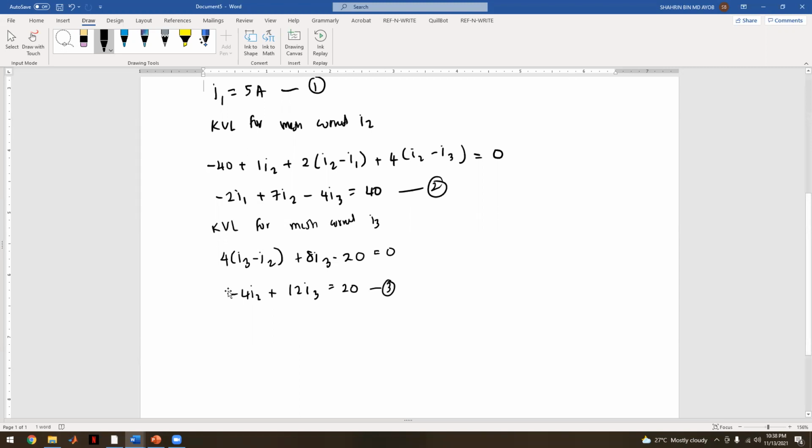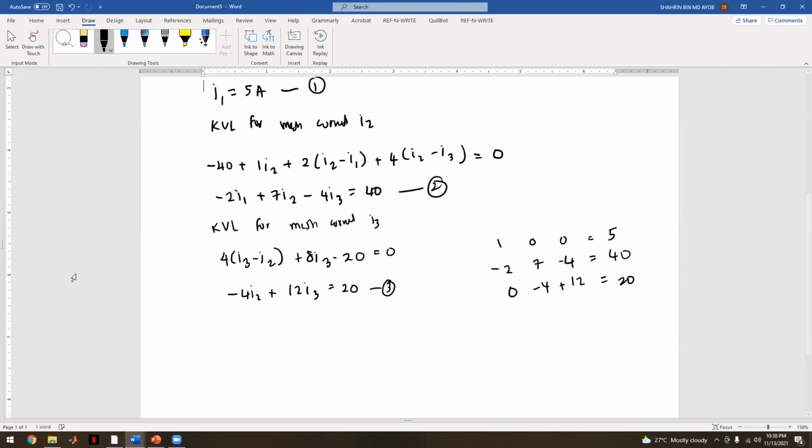Okay, so you have 3 equations with 3 unknowns. So if I arrange this one from 1, 2, and 3, equation 1 is 1, 0, 0, equal to 5. Equation number 2 is negative 2, 7, negative 4 equals to 40. And this one is 0, negative 4, 12 equals to 20.